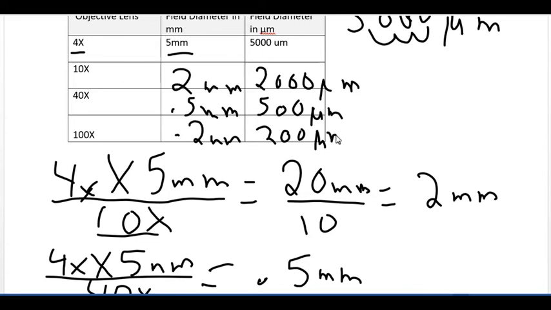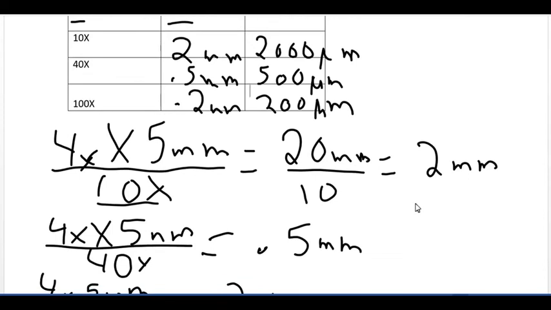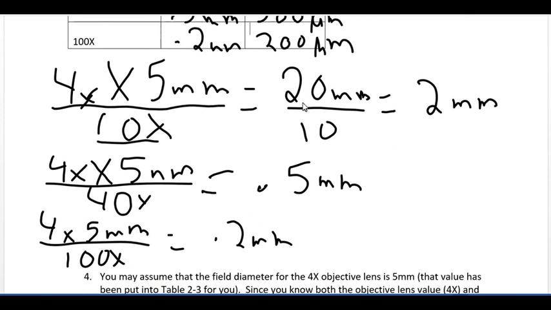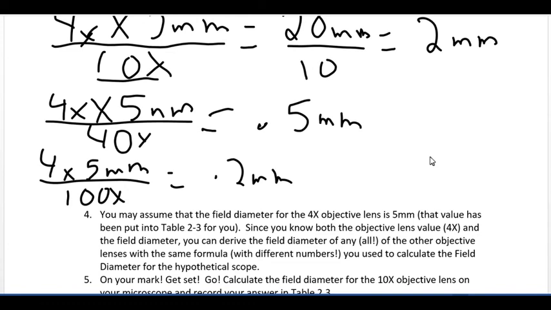Let me make sure that looks clear, like that looks like a micrometer. But sometimes you do start in the millimeters depending on what you're being asked to do. So just look at what units you're being requested and then go and pull one of those two values out. Okay, so that is field size calculation. So now let's move on to cell size estimation.